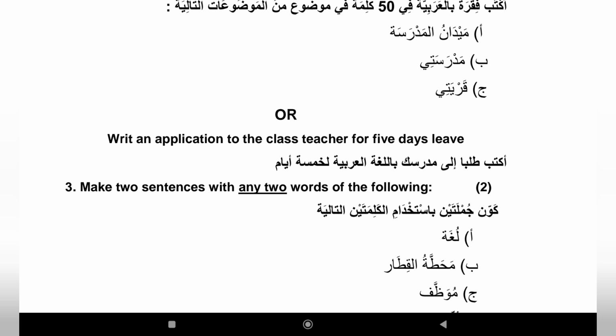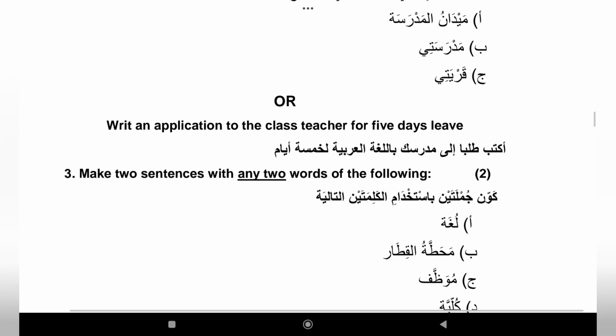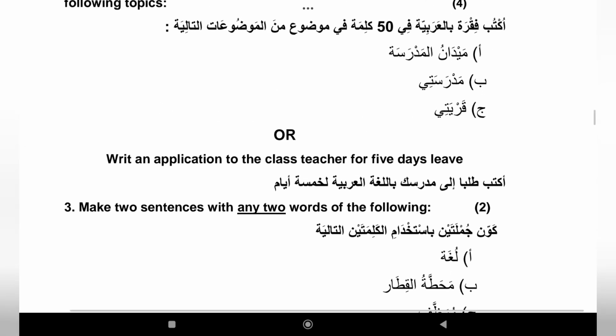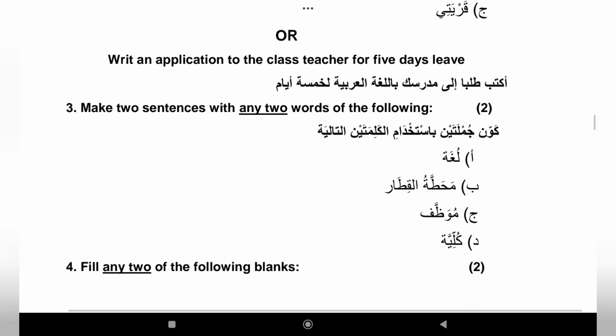Or you have to write a letter: write an application to the class teacher for 5 days leave. So you have to write an application. You already know the form of writing the letter. So if you see that option, you can choose that one, but it is better to write the paragraph.